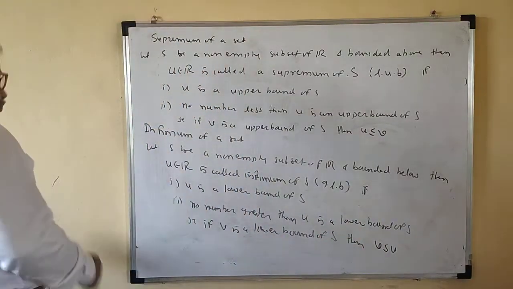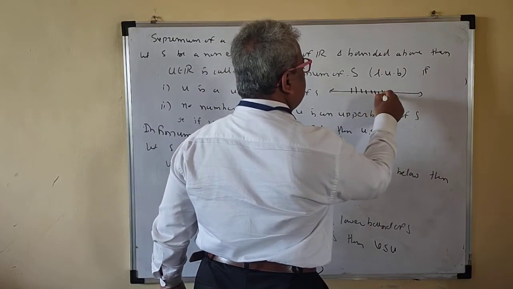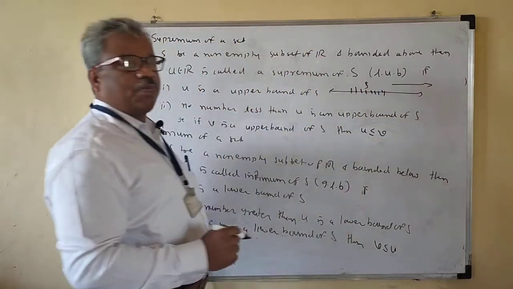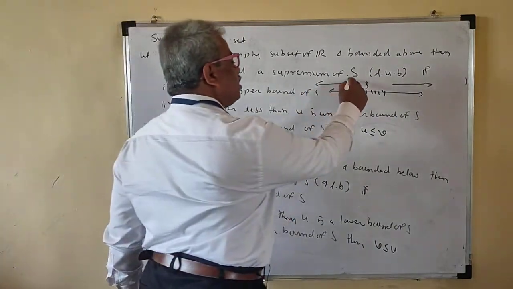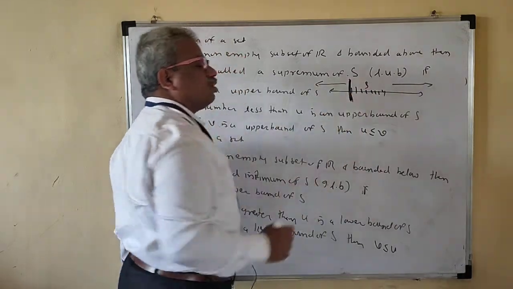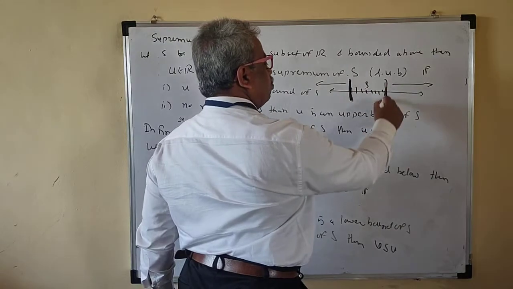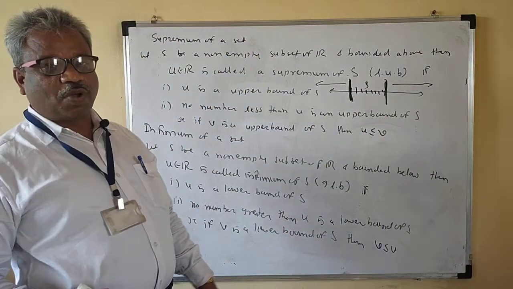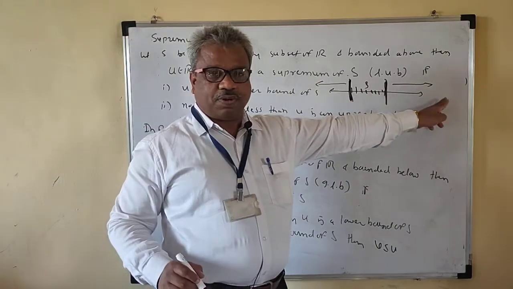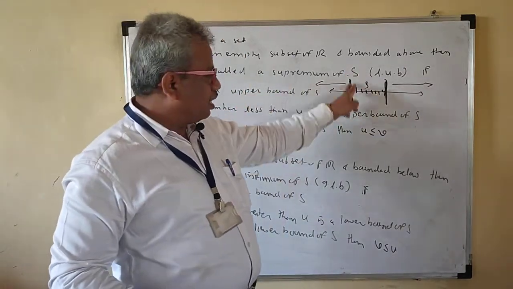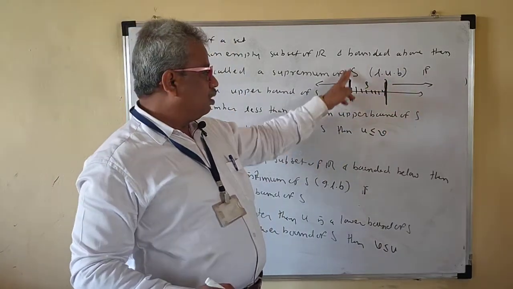So if your S is here, then the numbers here are all lower bounds of S. And this is the greatest lower bound. And this is the smallest upper bound. This is called the supremum. This is called the infimum. All these are upper bounds. All these are lower bounds. This will be the greatest of all lower bounds. This will be the smallest of all upper bounds. It is called a supremum. This is called an infimum.